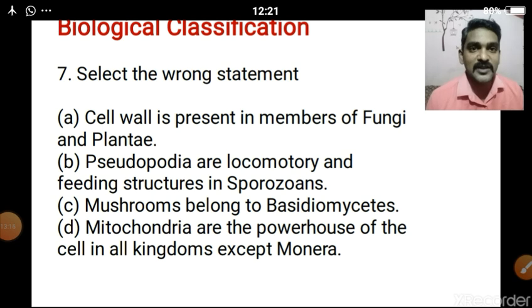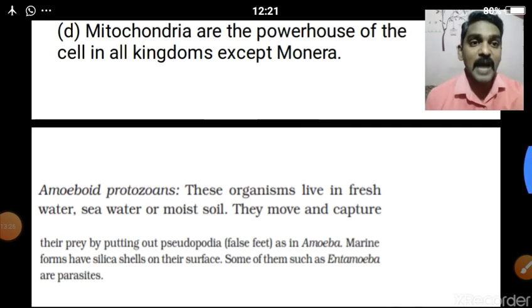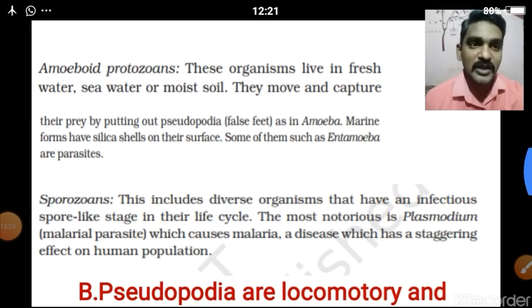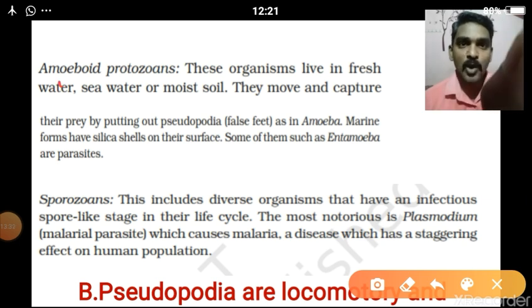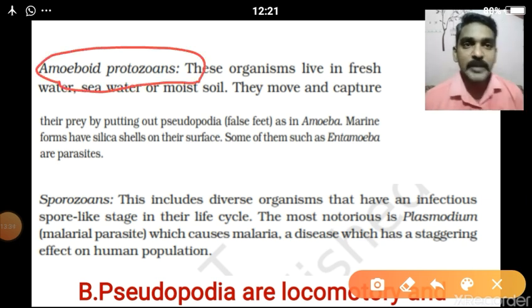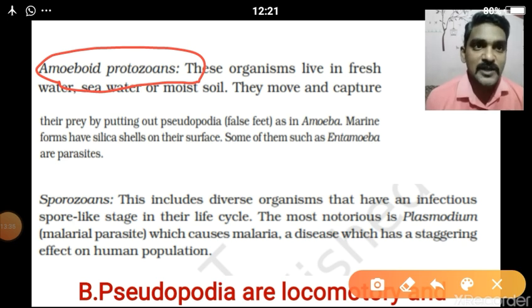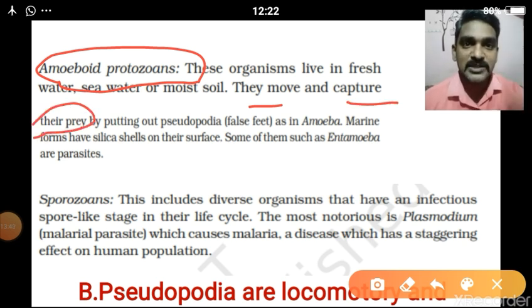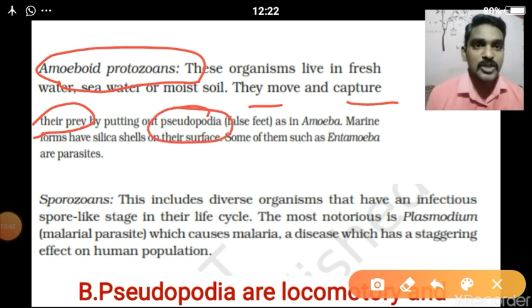That is also right. So if you come to the second option B, you can see pseudopodia as locomotory and feeding structure in sporozoans. So is it not right? This is only for the amoeboid protozoans. You can see here I have given the snapshot directly from the NCERT book. Amoeboid protozoans live in fresh water. You can see they will be moving, that is locomotion, and they capture their prey. What is capturing their prey? Food. They will be using pseudopodia.